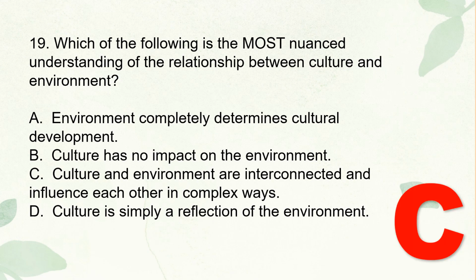The best answer is letter C. Letter C recognizes the complex reciprocal relationship of the environment and culture. The environment can shape cultural development, like resource availability influencing economic practices. But culture also shapes how people interact with and modify their environments, like through technology, agriculture, or land use practices. Now, letters A, B, and D present overly simplistic and deterministic views. So letter C is the best answer.